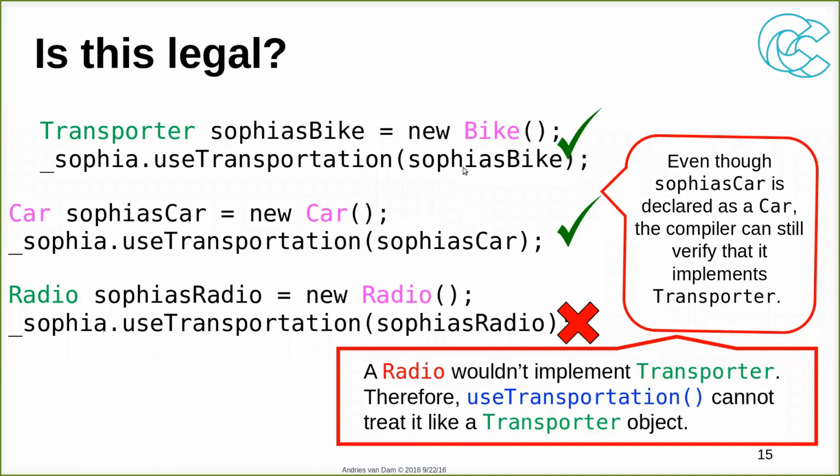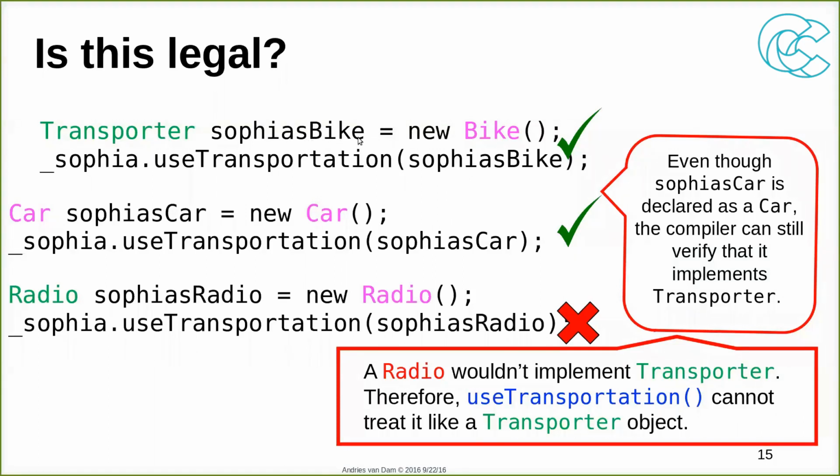Your voice was still not clear, so I didn't get the question. Sir, I was able to hear it. Correct me if I'm wrong. He was asking whether the Sophia's bike object can also now access bike methods. I think so. That was his question. So in this case, if Sophia's bike is a transporter, it cannot do so, right?